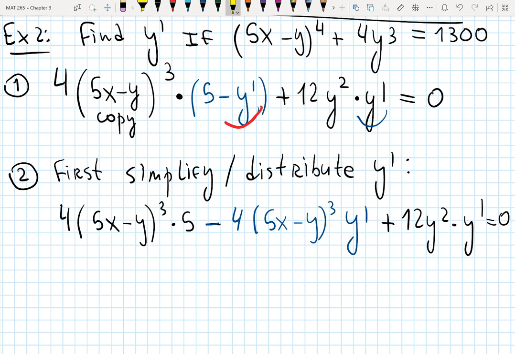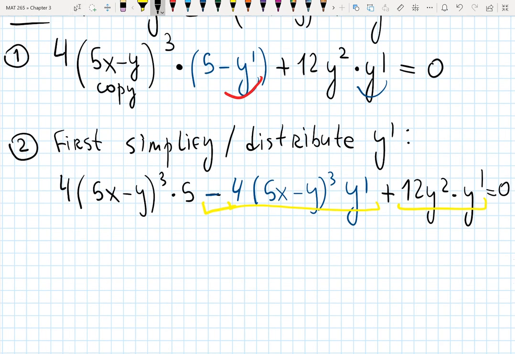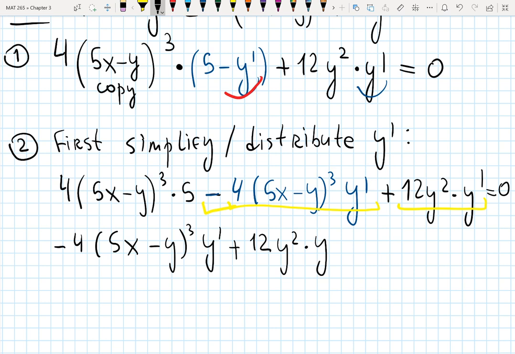Now I can take yellow color, and I do recommend you to use colors, the red color, whatever, and then put a note for yourself. This is what I need. And this is what I need to be on the left with a negative sign over here. Everything else should be moved. So that's my step 2. It's right on the left-hand side, so just keep it there. Negative 4 (5x minus y) cubed y prime plus 12 y squared times y prime. That's pieces that have y prime multiplied by them. Make sense? Why I need that? Because I want to factor it out later.